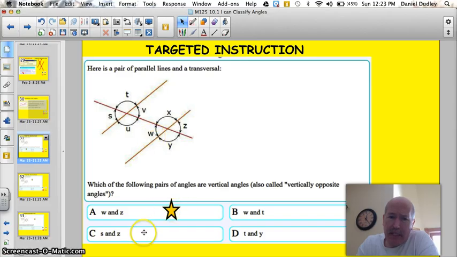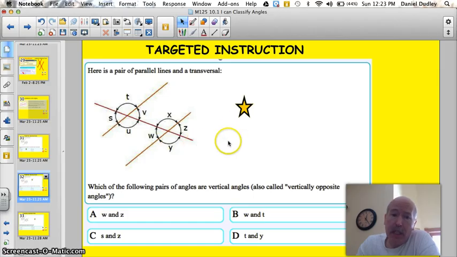How about S and Z? Again, they may be equal, but they're not opposite because they're not formed by two intersecting lines. There's a third line involved, so it's not S and Z. And then T and Y. Same thing. They're not opposite. Even if they may be equal, they're not opposite. So the answer is W and Z. These two angles here are vertical and opposite.